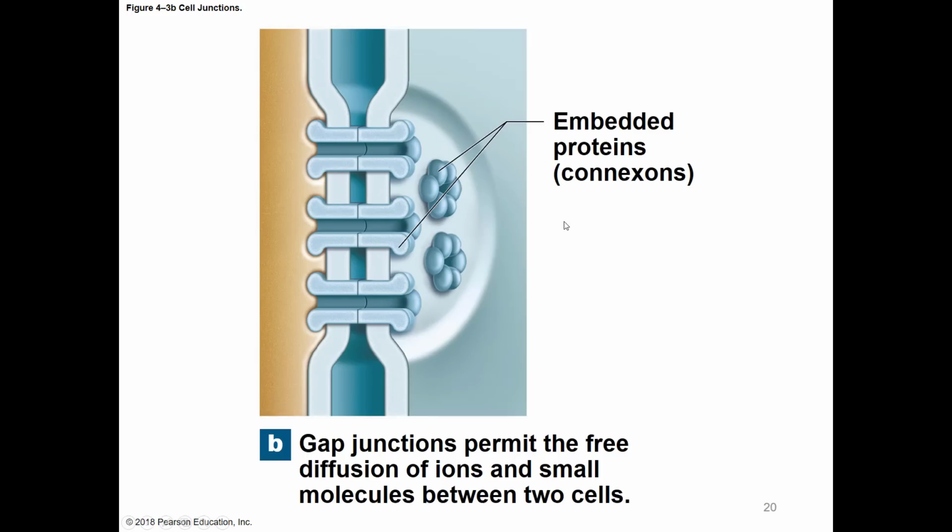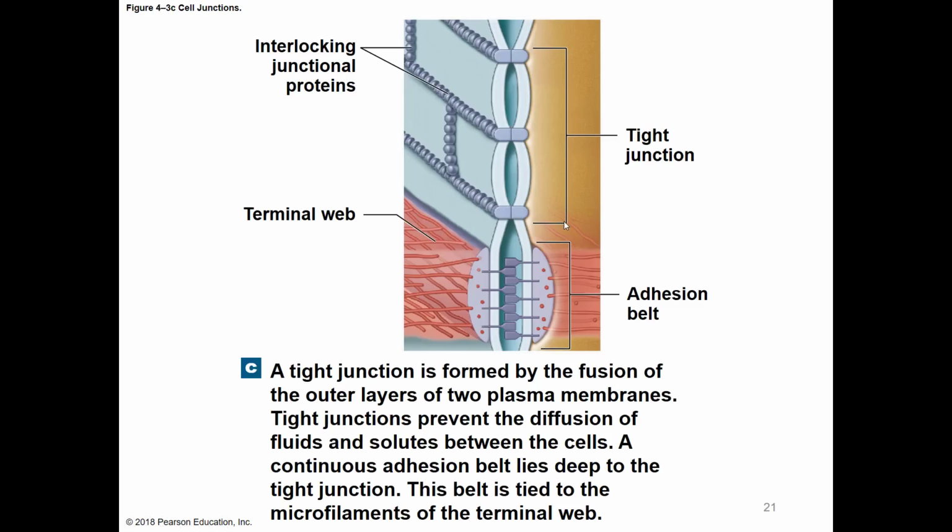So let's look at that up close. So here's the tight junction. It's formed by the fusion of two plasma membranes. Here's one on the left and one on the right. And to me, it almost looks like they've been bolted together, nice and tightly. And then below, we have the adhesion belt. This adhesion belt is tied to the terminal web, which again is a network of proteins, and this just gives further reinforcement.